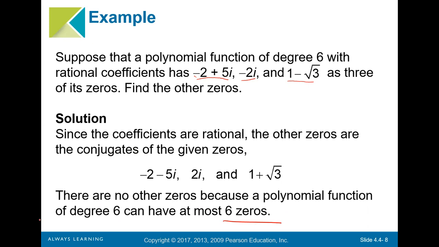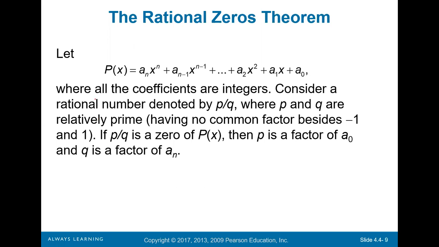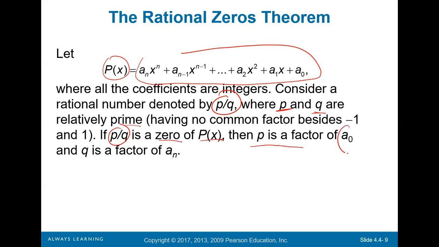So let's just solve some without actually talking a whole lot. And we still got a little bit more to read, and then we're going to solve some. It says, let this polynomial function, so we've seen this notation before, where all coefficients are integers, consider a rational number denoted by p divided by q, where p and q are relatively prime, having no common factors besides 1 or negative 1. If p divided by q is a zero of P of x, then p is a factor of a naught. That's what this is called.